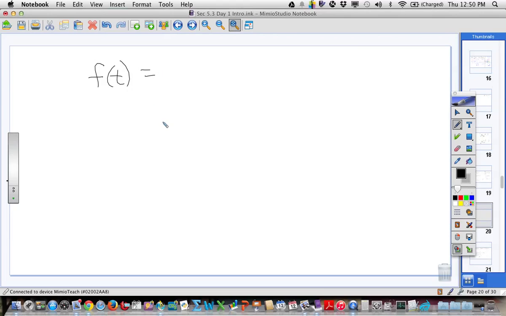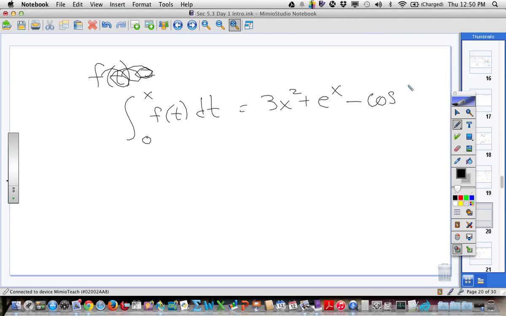Is this the one? No. It says, you read it to me. The integral, yeah, 0 to x of f of t dt minus cosine x, and find little f of 2.